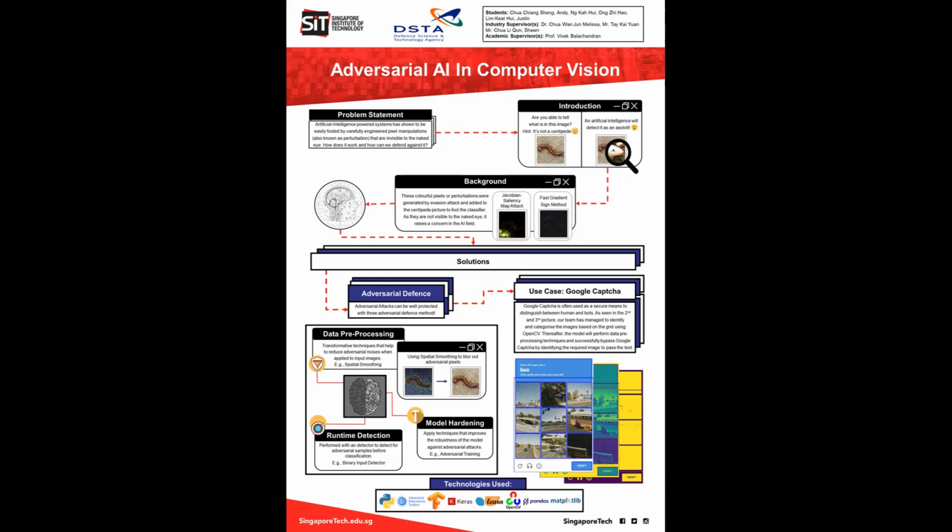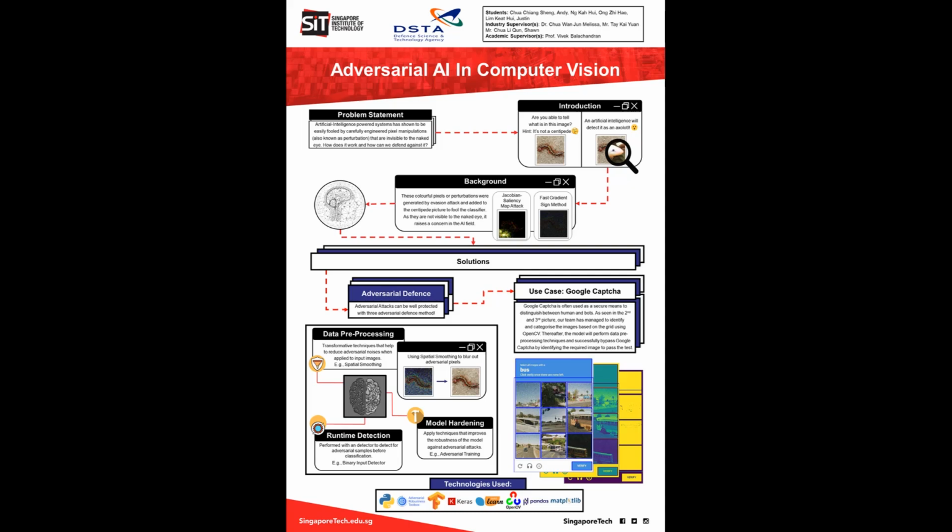Meanwhile, runtime detection works by extending the model with a detector that is able to detect adversarial images right before the classification process. Lastly, model hardening is the concept of applying techniques that improve the robustness of the model against adversarial attacks. This is done by performing adversarial training using existing tools like the Adversarial Robustness Toolbox that is available on GitHub.